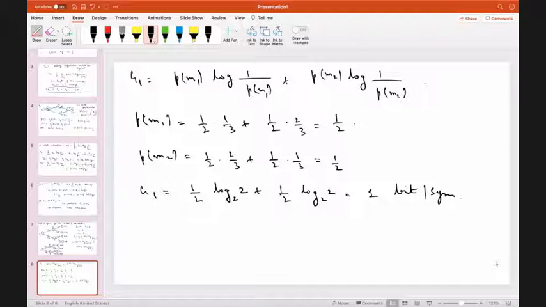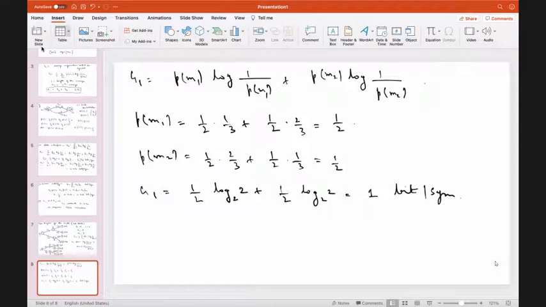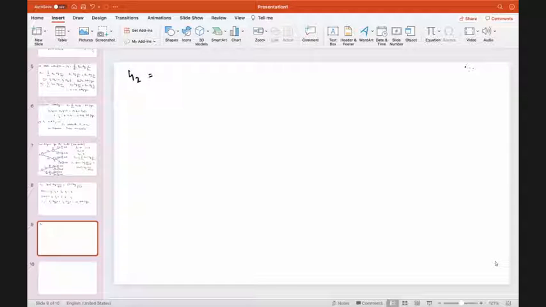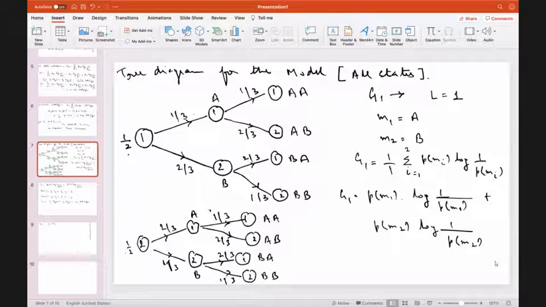So this is how you evaluate G1. Let's evaluate G2. I'll just add one more slide and then we'll evaluate G2. So G2 is basically considering all the messages of length 2 symbols, right? So for G2, we have L equals 2. Okay. So then that means if you look at the tree diagram, there are 4 messages which have length 2, right?